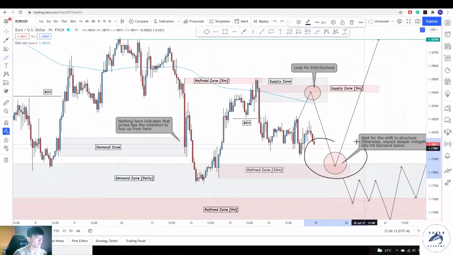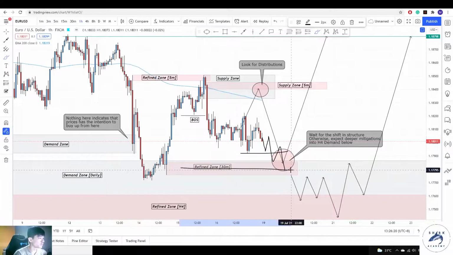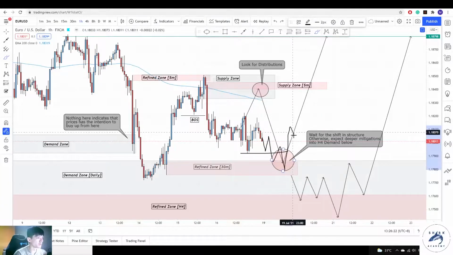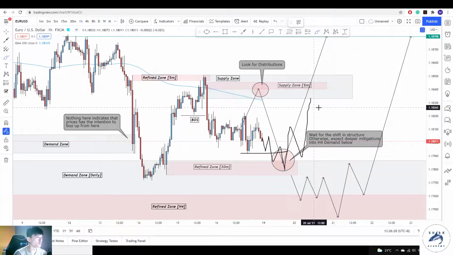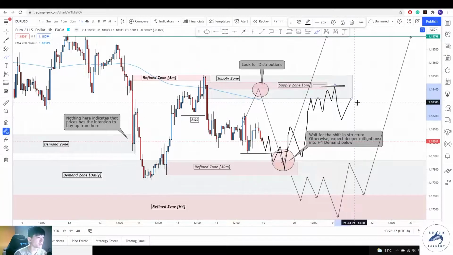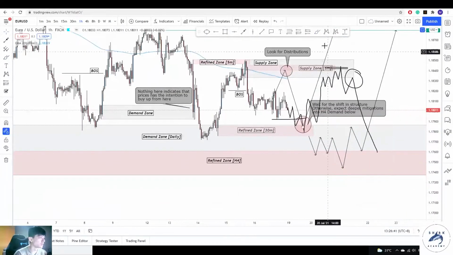So we're waiting for accumulation over here, maybe equal lows, then a move down, tapping into the refined 30-minute zone, a breakout, a shift. This should bring us to this supply zone over here. We'll be waiting for distribution inside of here, equal highs, maybe your Y curve, tapping into this level, breaking down, shift, and this shift should push prices towards this refined 4-hour zone.